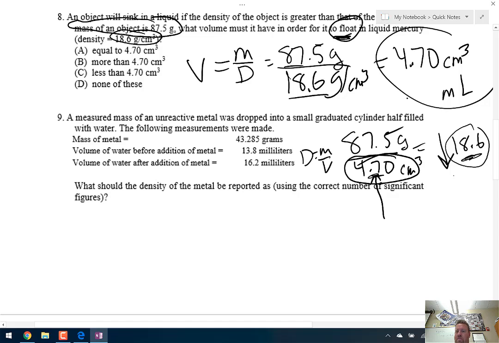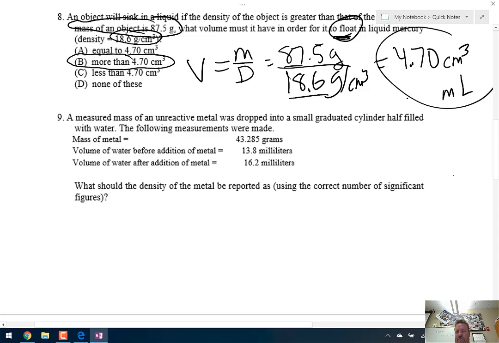So to make an answer smaller, your denominator has to get bigger. So therefore, you have to be more than 4.70. Okay, and that is the correct answer on number 8. Okay, number 9.